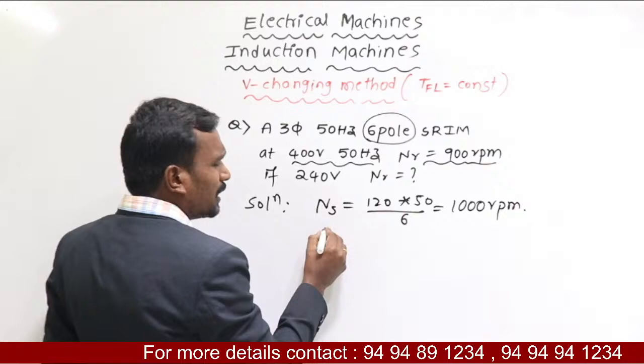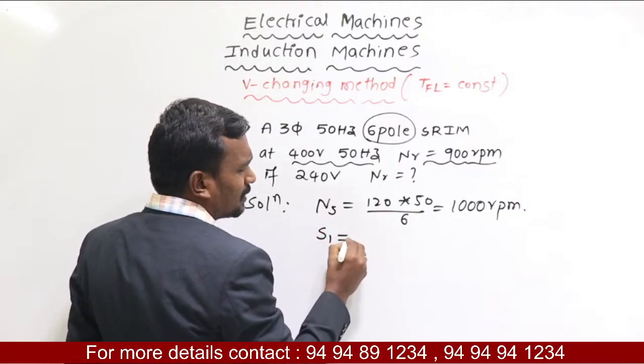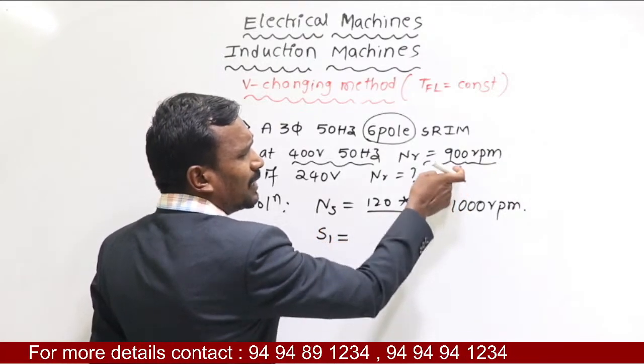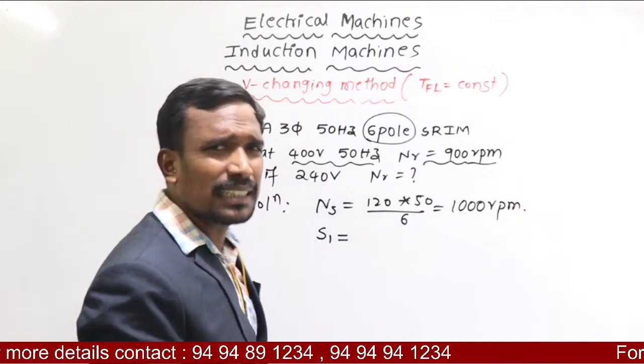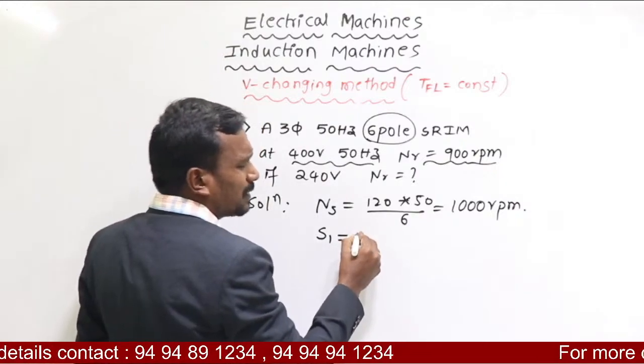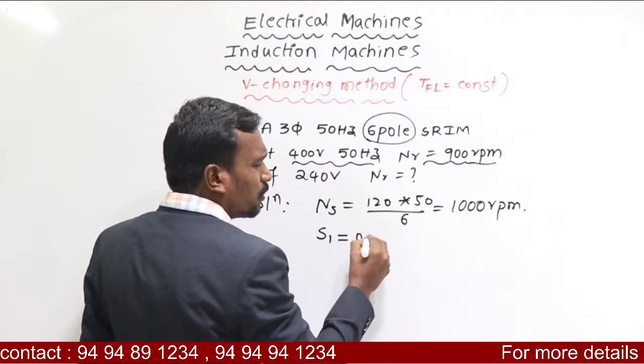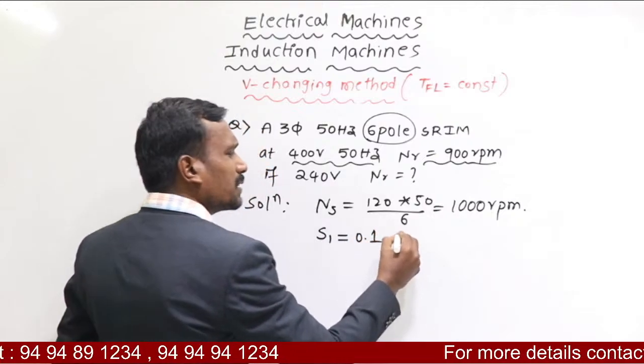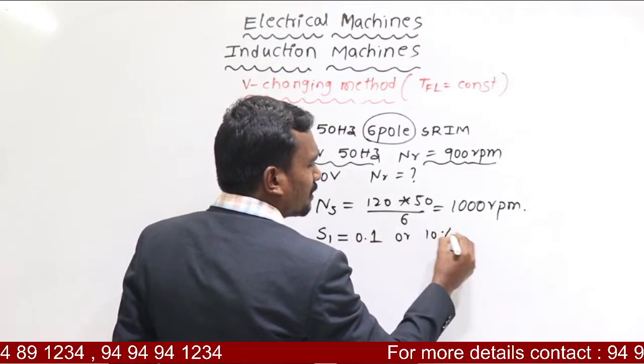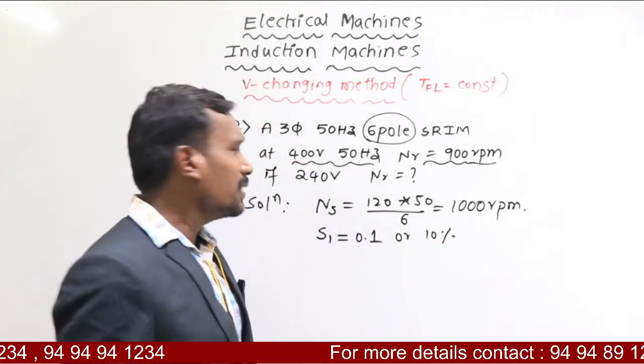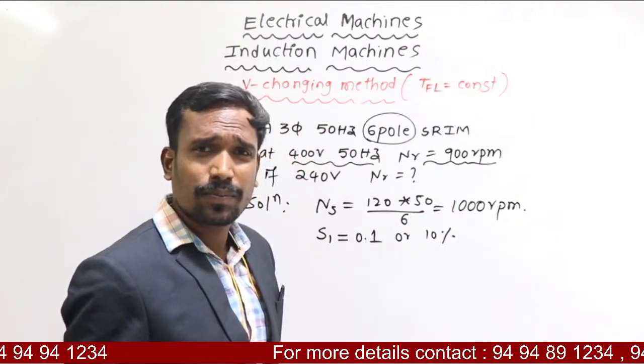Nothing but what is the slip here? Here the slip is equal to (1000 minus 900) by 1000. Then 100 is the slip, 100 by 1000, nothing but 10%. 10% nothing but 0.1. This is the slip normally.